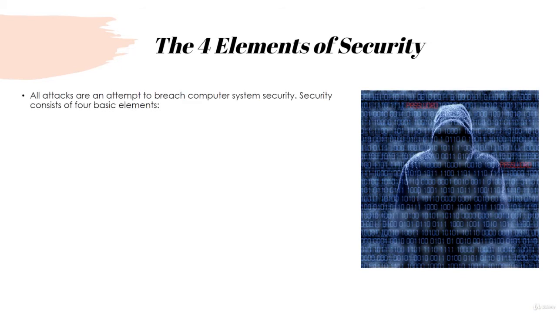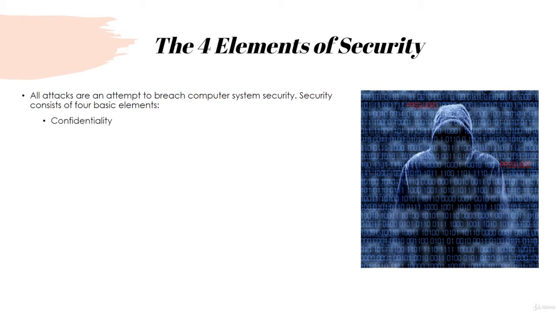The first thing you need to understand is that all attacks are an attempt to breach a computer system's security, and that security consists of these 4 basic elements. A hacker's goal is always to exploit vulnerabilities in a system or network to find a specific weakness in one of these 4 elements of security. That's why it's important to understand what these 4 are and the different types of attacks within them.